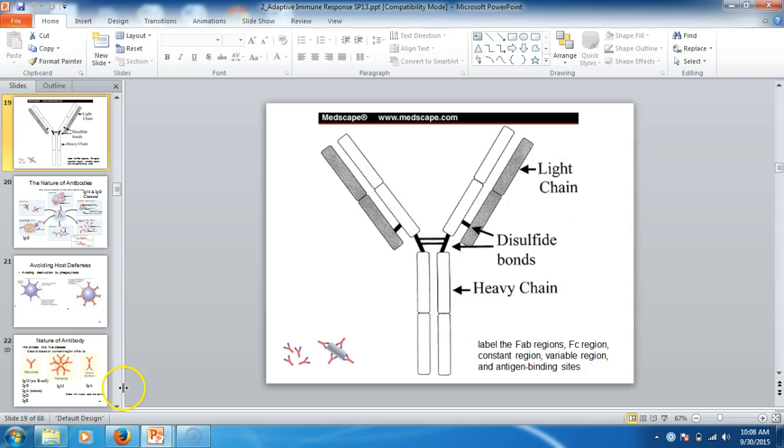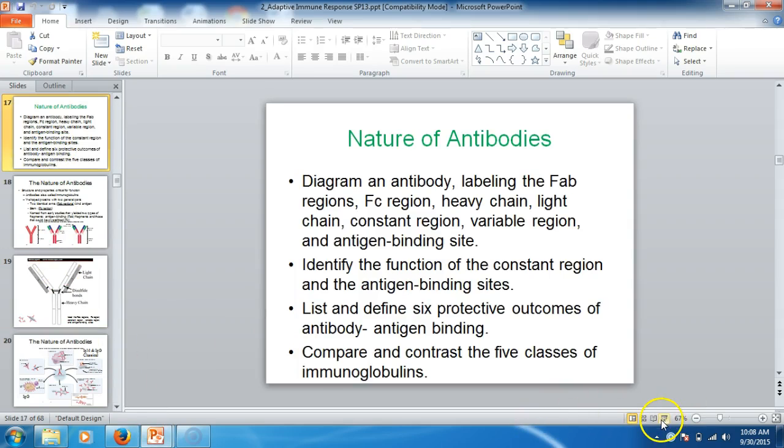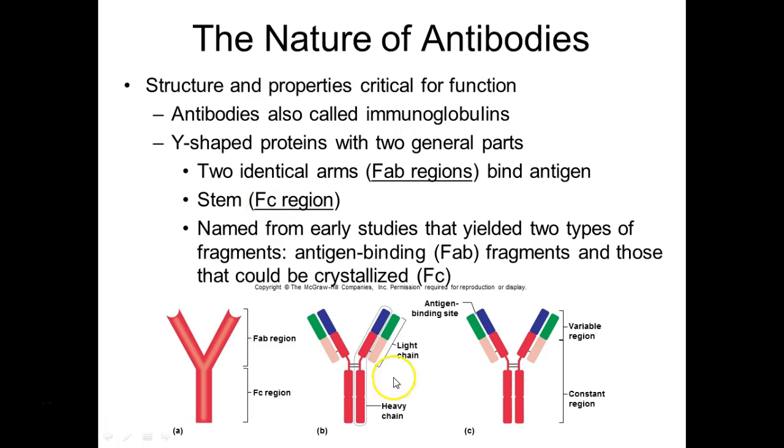Okay, so we're on adaptive immune response, and our next objective is to be able to diagram an antibody and label these important sites. So in your book, they've got some diagrams, and they've made some improvements over the years. I don't know if it's whether some of the complaints that I had sent them or what, but antibodies are also called immunoglobulins because they're a product of your immune system.